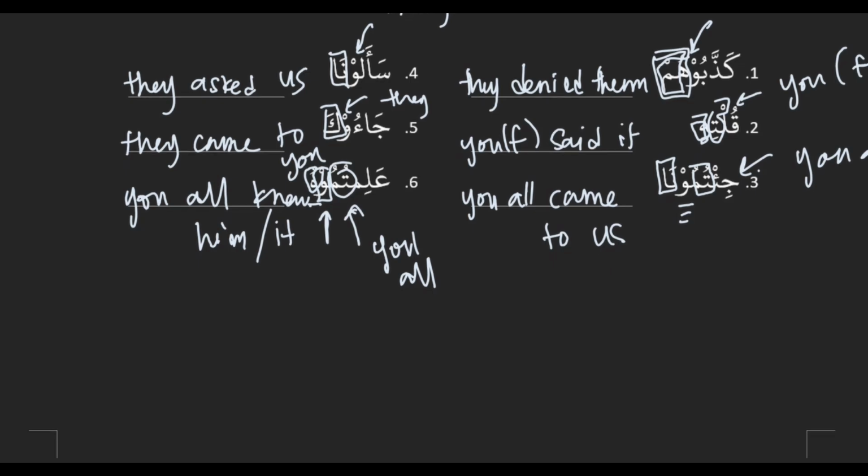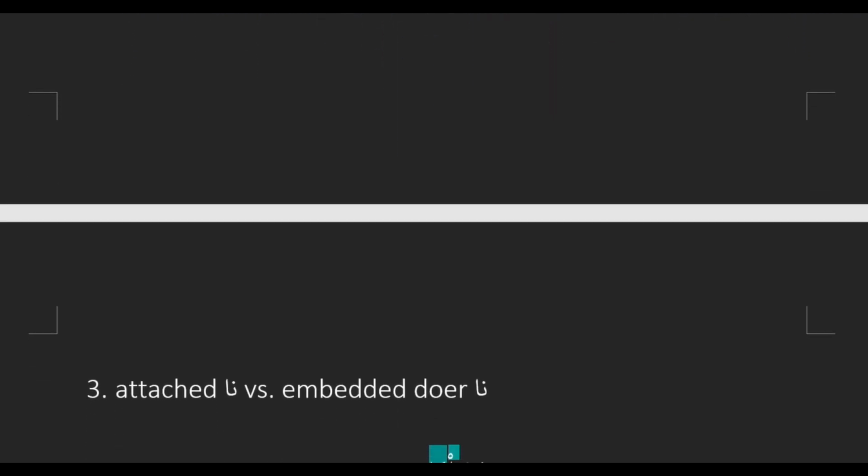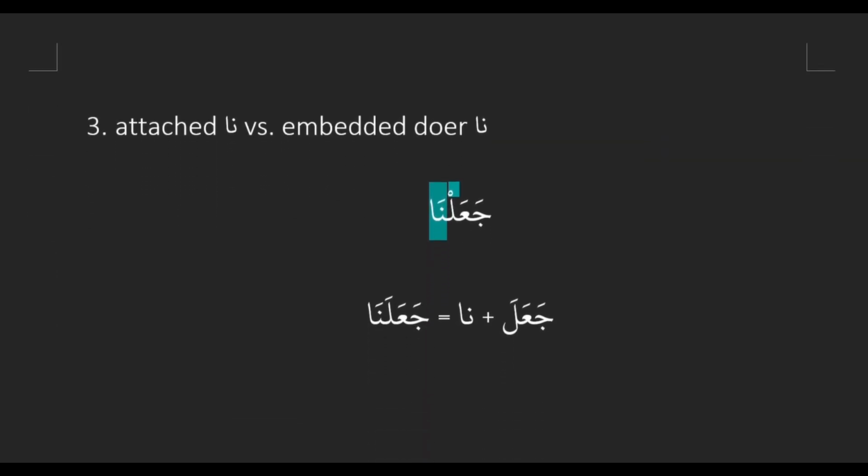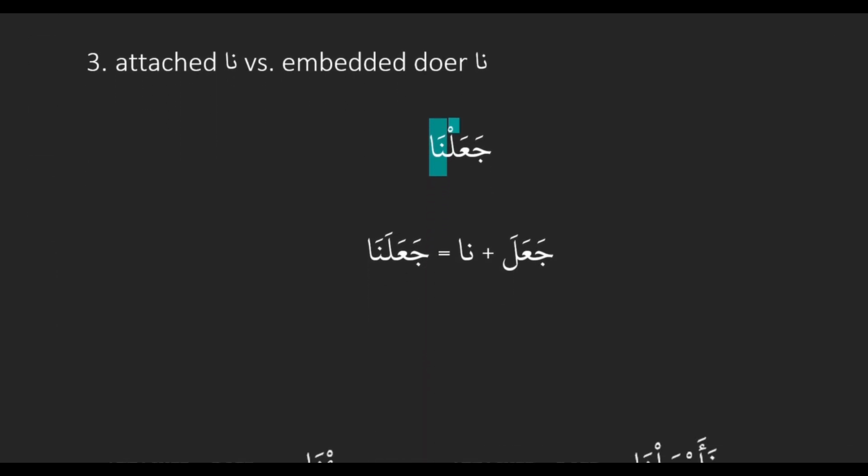Okay, let's look at our last rule. Attached na versus embedded doer na. So, remember when you memorized your attached pronouns chart, right? The attached version of nahnu was na. So when we memorized our conjugation chart, the ending indicator for nahnu is also na. So you see what the problem is, potentially?